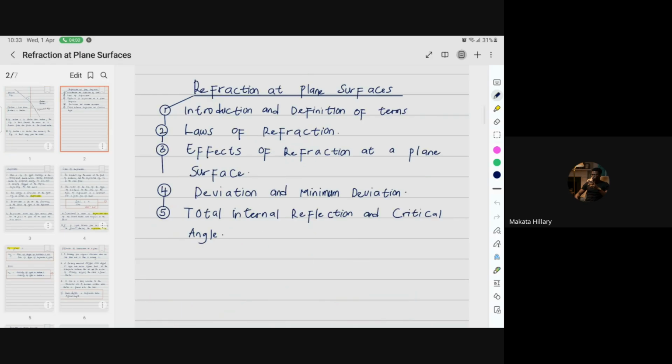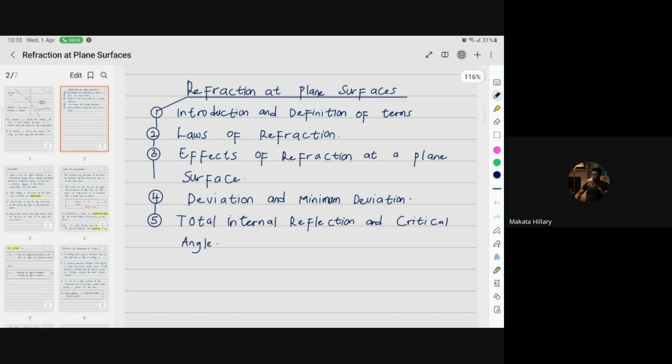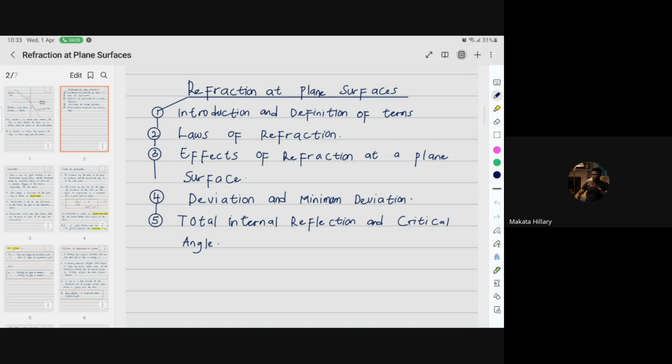Before we look at that diagram, let's look at the key things that we're looking at in today's class. So we'll look at refraction at plane surfaces, right? I'll look at the introduction, I'll define the terms, we'll look at the laws of refraction, we'll look at the effect of refraction at a plane surface, right? We also look at the deviation and the minimum deviation. That's the one I spoke about that is a bit technical, but as I believe, we have very smart guys in the house and you will tend to understand that.